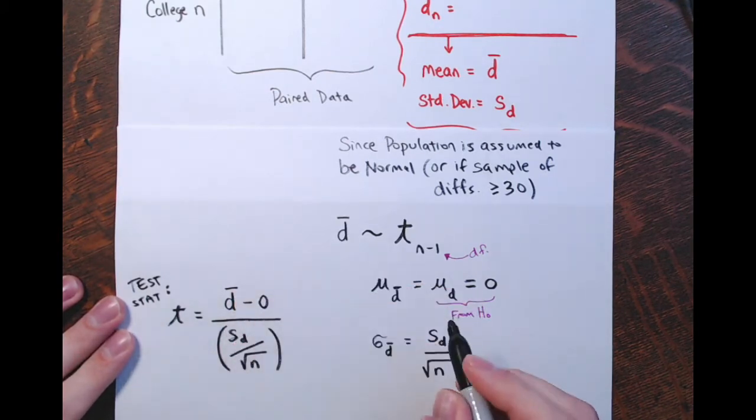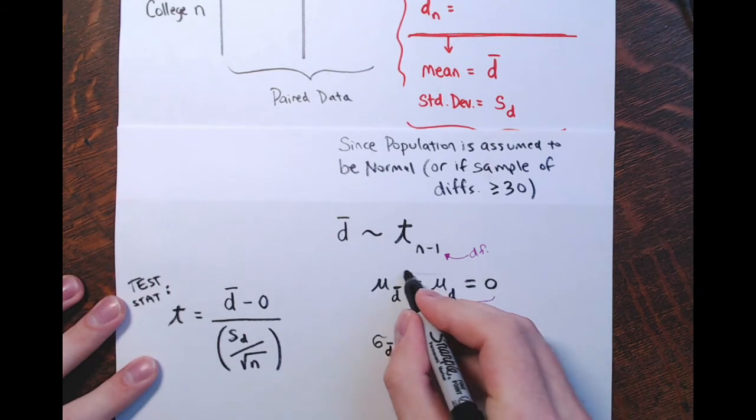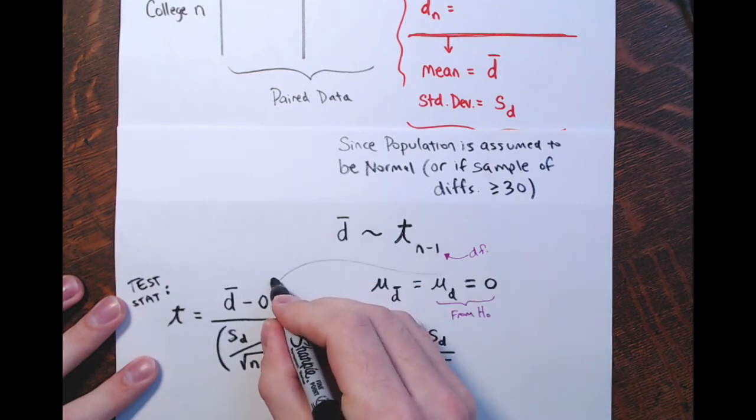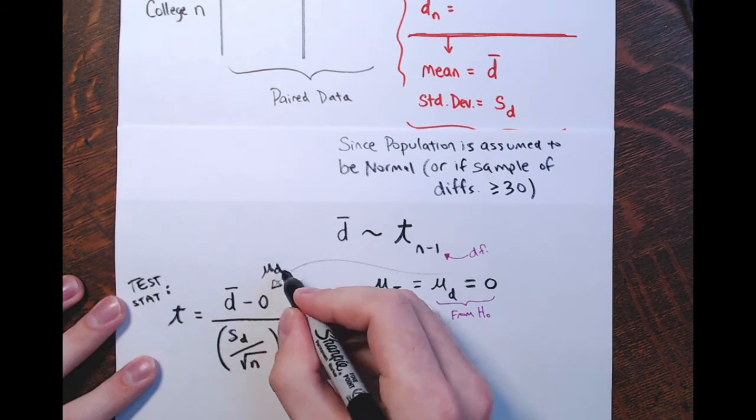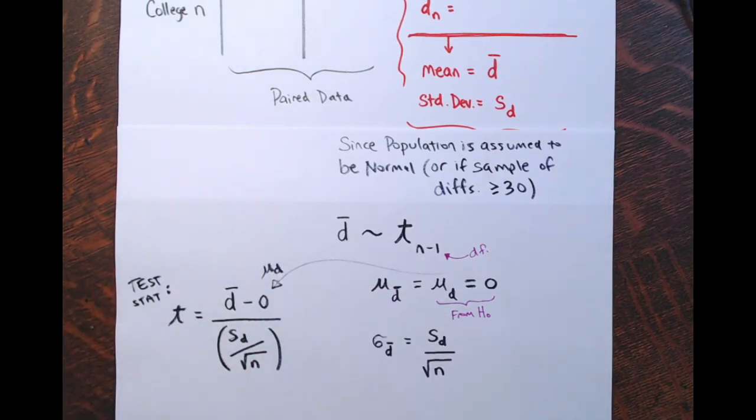Really, it's just mu d here. We might assume that mu d is something else, but for the most part, you're probably going to be assuming that mu d is 0.